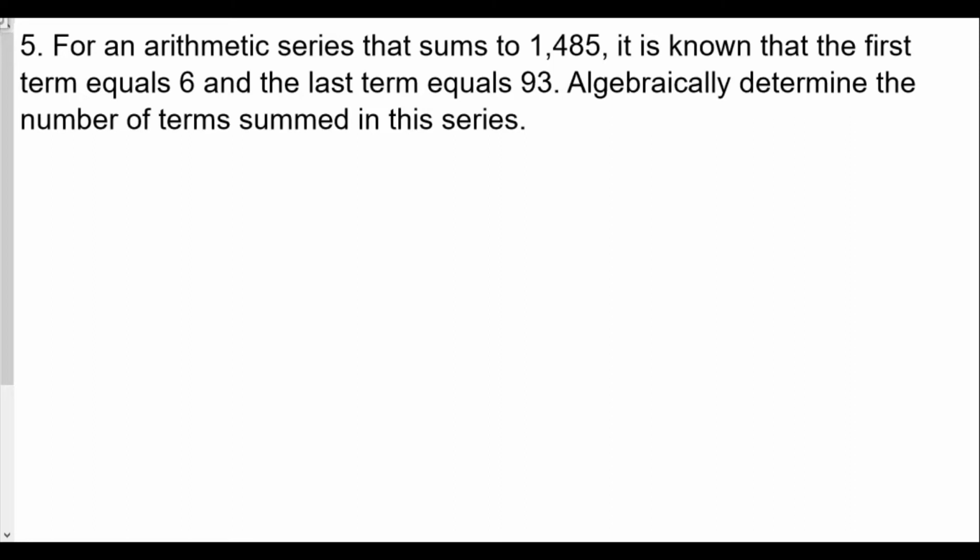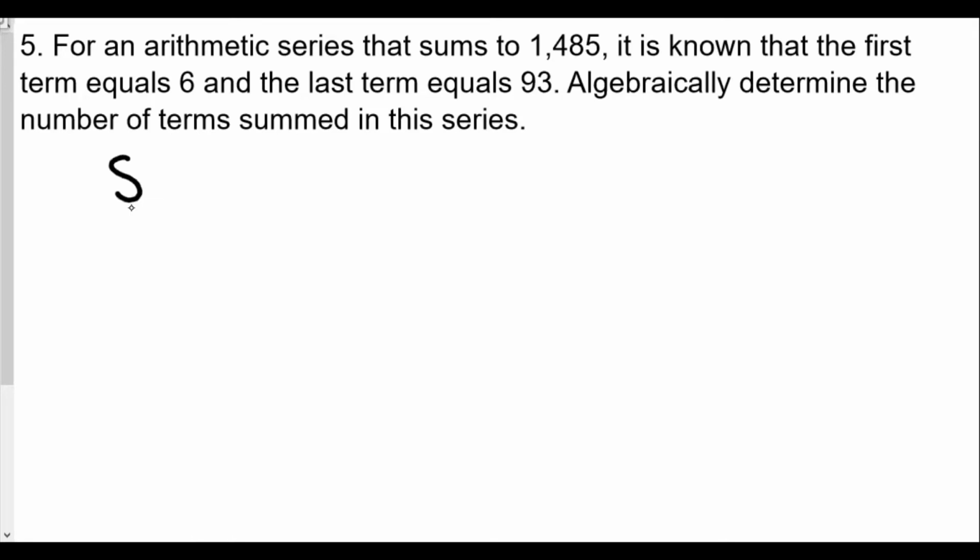For an arithmetic series that sums to 1,485, it is known that the first term equals 6 and the last term equals 93. Determine the number of terms summed in this series. Well, for this one, we're just going to use our formula and we'll solve for our n value.